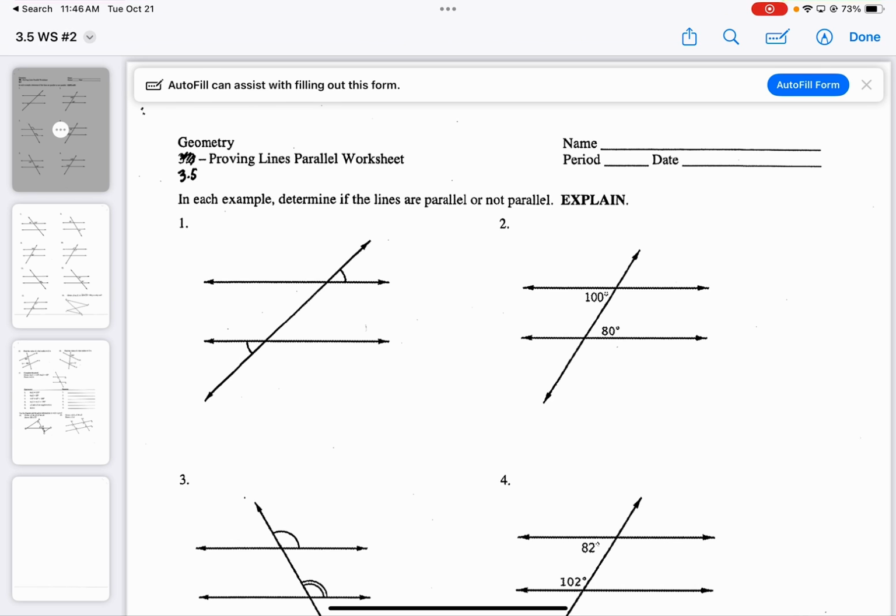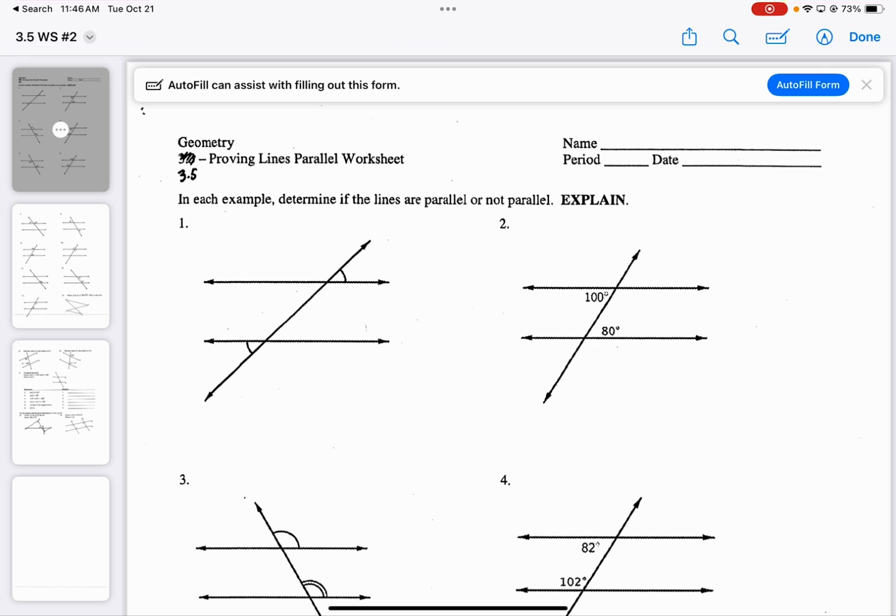Which one are you talking about? This one? Since these are not congruent, this is their way of showing you that those angles are not congruent to each other. So we would say no, lines not parallel, corresponding angles not congruent. But if it were this one, you would say consecutive interior angles not supplementary. It's still parallel.